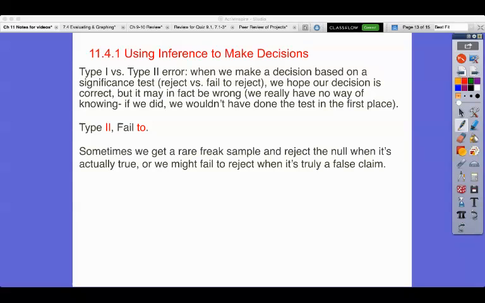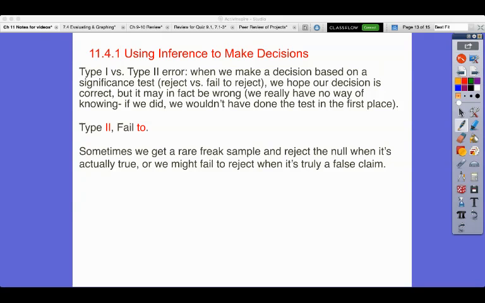All right. We want to use inference to make decisions. And when you do, sometimes you're wrong. So we're going to talk about type 1 and type 2 error and another thing called power. An error is when you make a bad decision.